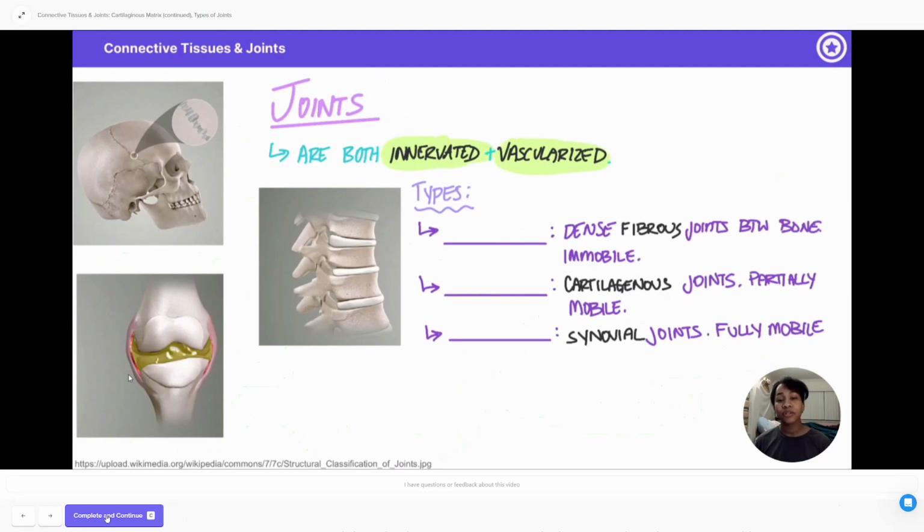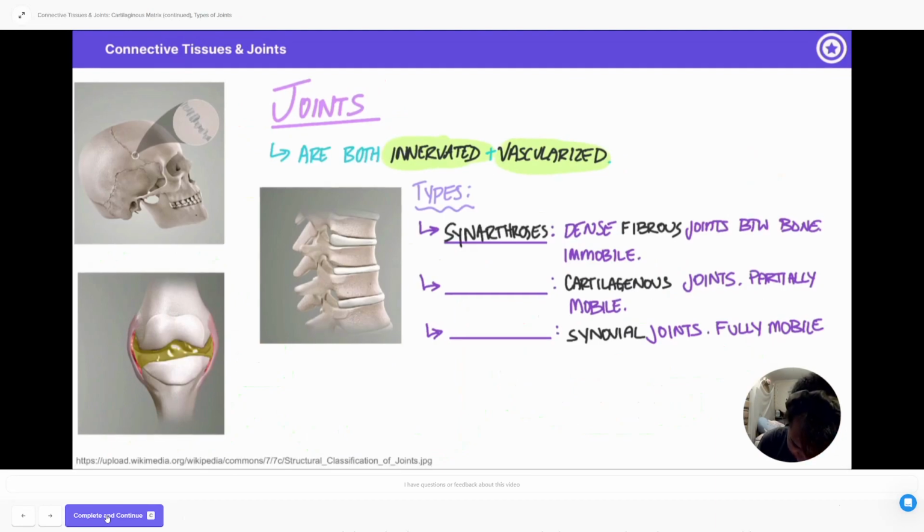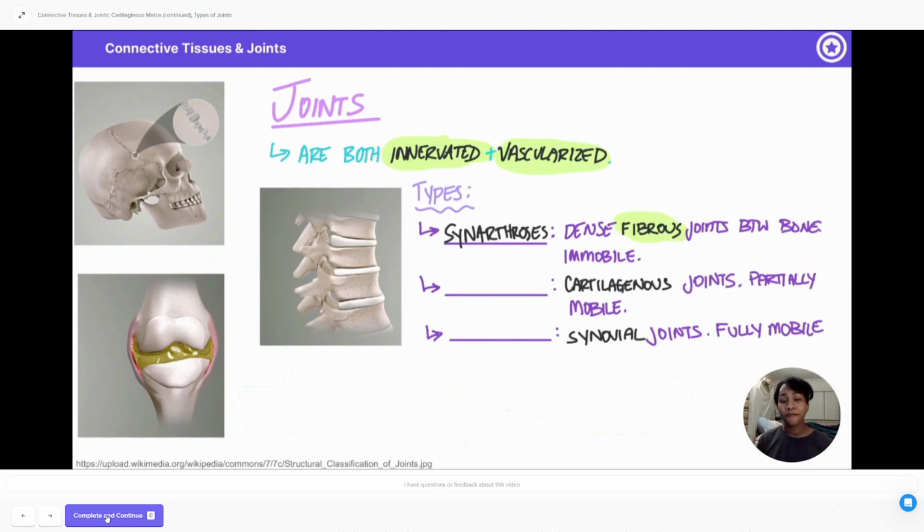And we have a few different classifications of joints based on the mobility that they provide. So first we have fibrous joints, which are called synarthroses. And because these are densely fibrous joints, we're not going to see much movement in them. So these are going to be immobile joints.